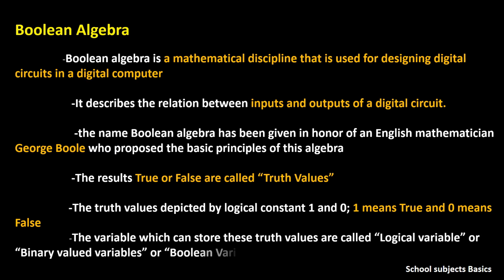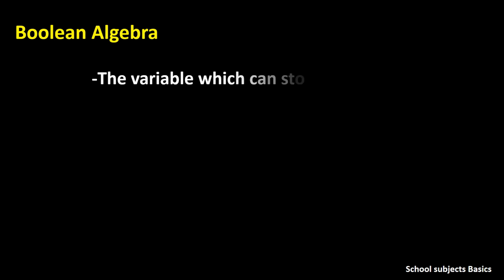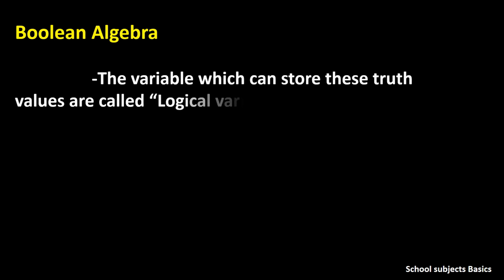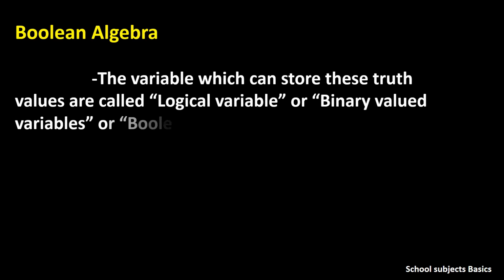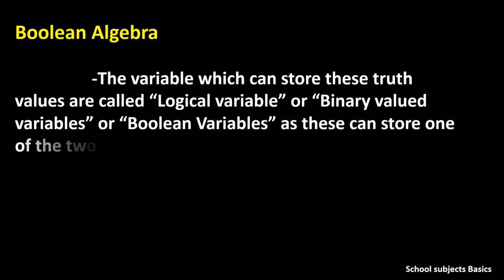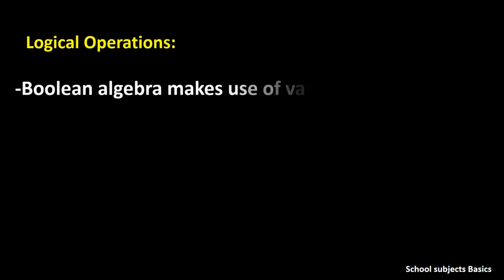And here results are true or false, and these are known as truth values. Result 1 means true and result 0 means false. Variables that can store these truth values are known as logical variables or Boolean variables, and they can store one of the two values, true or false. They can store neither both nor anything else. So now you may have a clear understanding of why we are using Boolean algebra in truth tables.